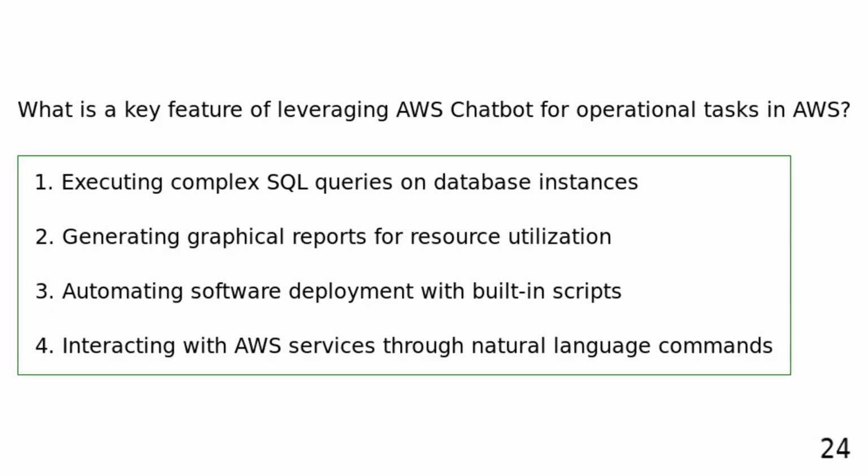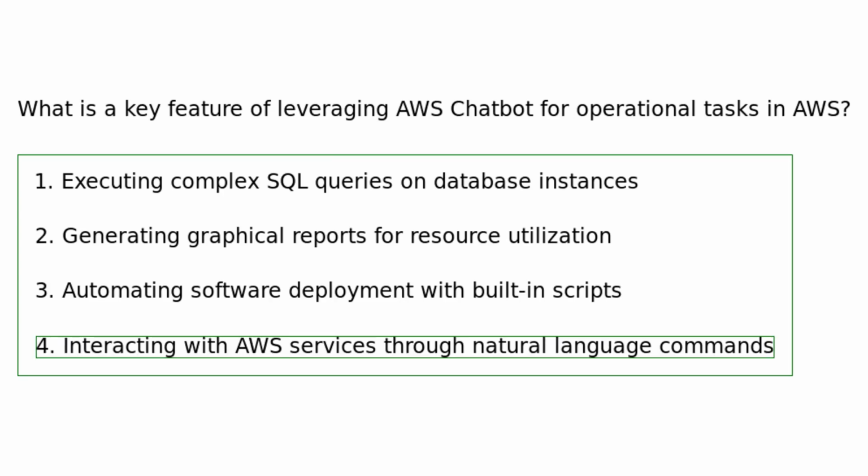What is a key feature of leveraging AWS Chatbot for operational tasks in AWS? Executing complex SQL queries on database instances. Generating graphical reports for resource utilization. Automating software deployment with built-in scripts. Interacting with AWS services through natural language commands. One of the key features of AWS Chatbot is the ability to interact with AWS services through natural language commands, simplifying operational tasks and providing a user-friendly interface for managing resources.